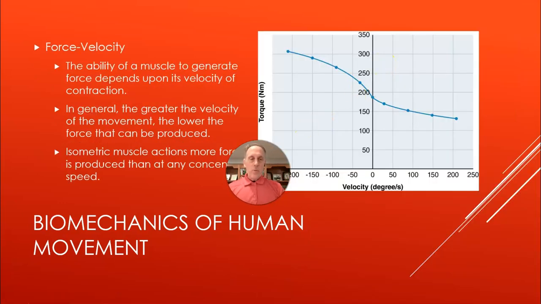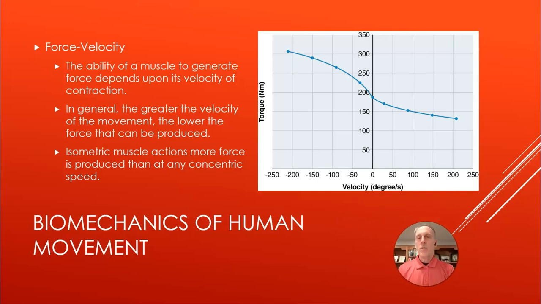With force velocity, moving through our list here, it's the ability of a muscle to generate force, and it depends upon the speed of the contraction. When you have a faster contraction or a faster movement, in general, the greater the velocity of the movement, the lower the force that can be produced. So for example, isometric contractions can hold way more force than any concentric contraction at speed. And additionally, when you go from 0 velocity, which is isometric, over to eccentric loading, where it's getting longer and longer, muscle can yet again handle more weight.